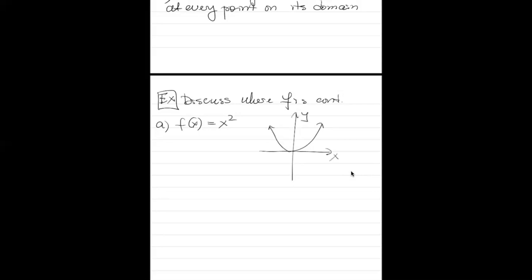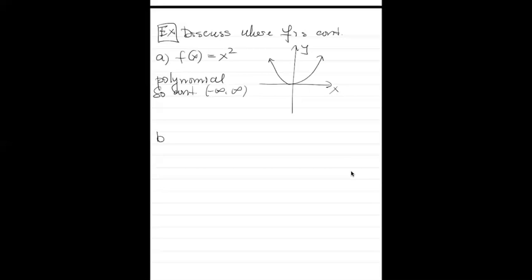It's continuous. You can trace the graph without lifting up the pen, or we can just say it's polynomial. Quadratic functions are polynomials, as well as linear and cubic and so on. Polynomials, so continuous everywhere, from negative infinity to infinity.